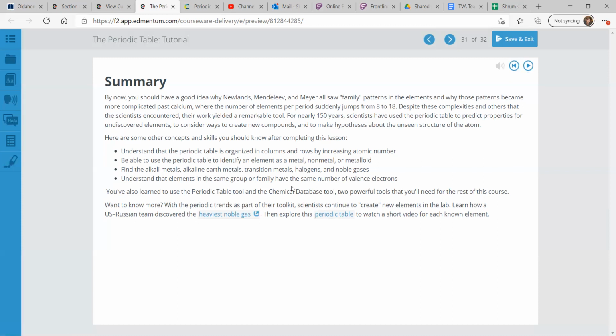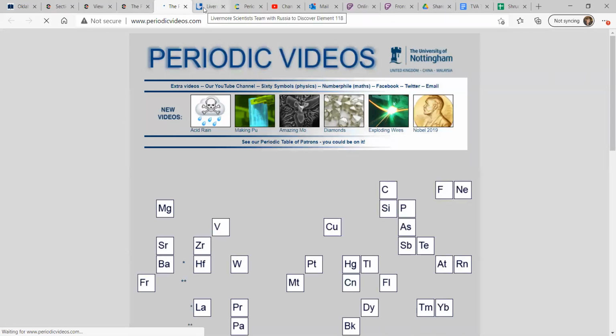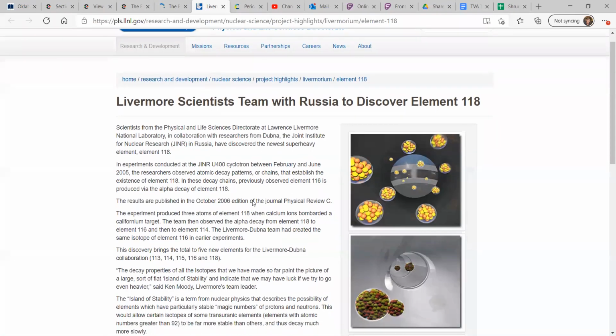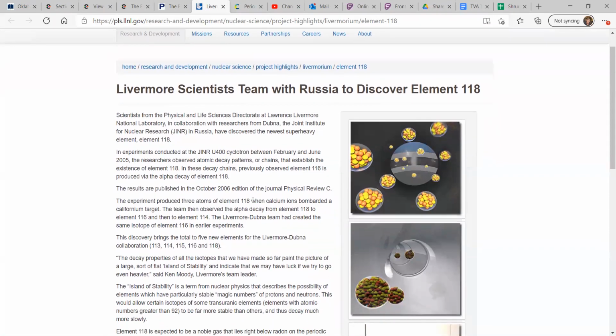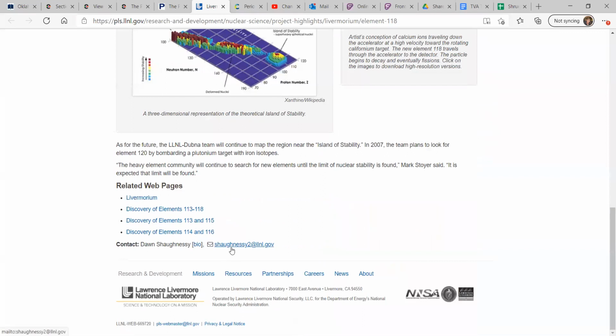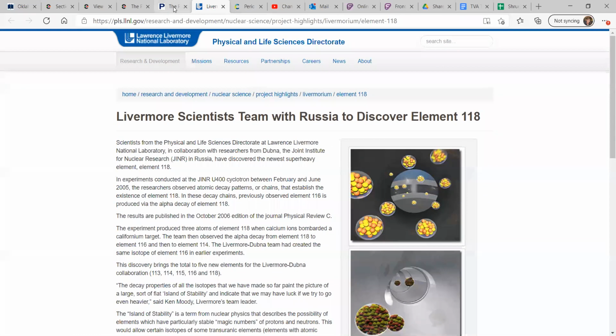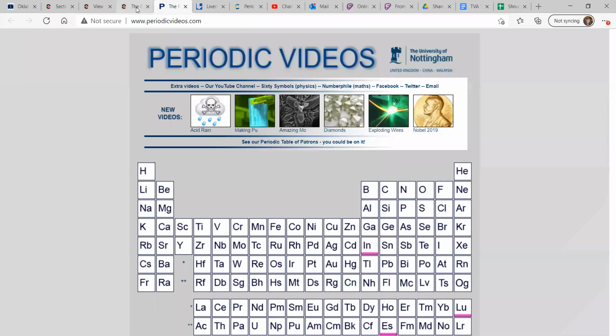And you can look at these other links. As a video, Livermore scientists team with Russia to discover element 118. So there's a lot of other stuff you can read about here.